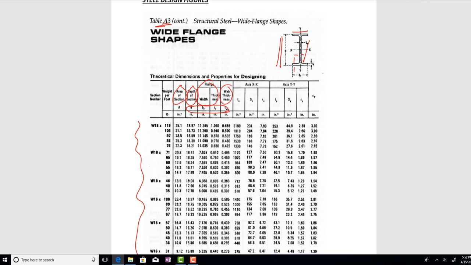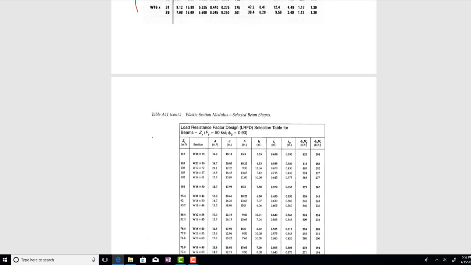The other properties that show up here are for the strong axis or the weak axis, and you've got moment of inertia, section modulus, and the radius of gyration. And so we utilize the radius of gyration for columns and moment of inertia or section modulus for beams. And again, you've got strong axis or weak axis values that show up in here.